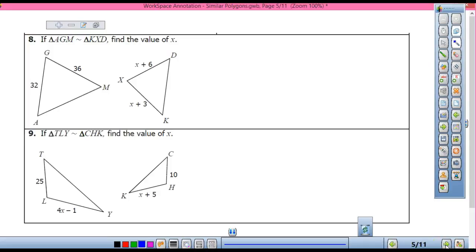Alright, so now we gotta be careful because now we've got some more stuff going on. Where do you want to start? Somebody give me a number to start with. 32, alright, so that's GA. 32 over, check. GA goes with, yep, XK, which is this guy. So 32 goes with X plus 3 equals 36 goes with X plus 6.